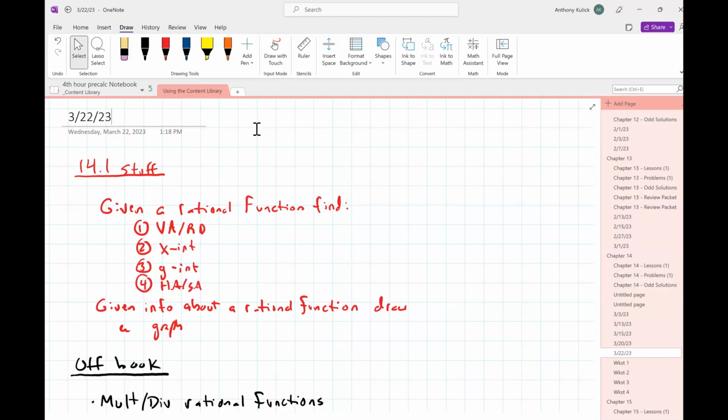You should be able to, given a rational function, find vertical asymptotes and removable discontinuities, x-intercepts, y-intercepts, horizontal or slant asymptotes. And if I give you that kind of information, you should be able to draw a graph. So if I tell you, okay, this has a vertical asymptote here and here, and this horizontal asymptote, and these x-intercepts and y-intercepts, and this kind of end behavior, you should be able to draw that picture out for us. What do you guys think? Clear enough as to what to do? Okay.